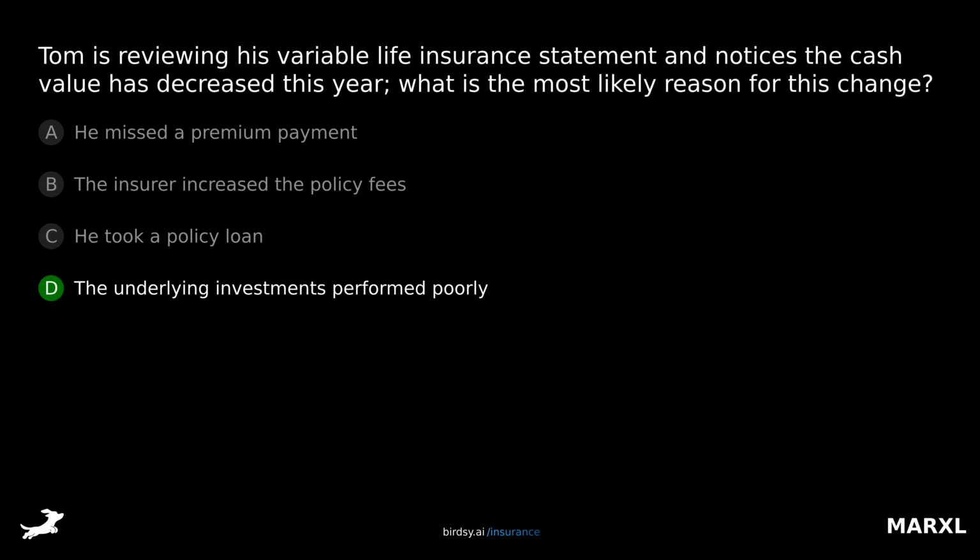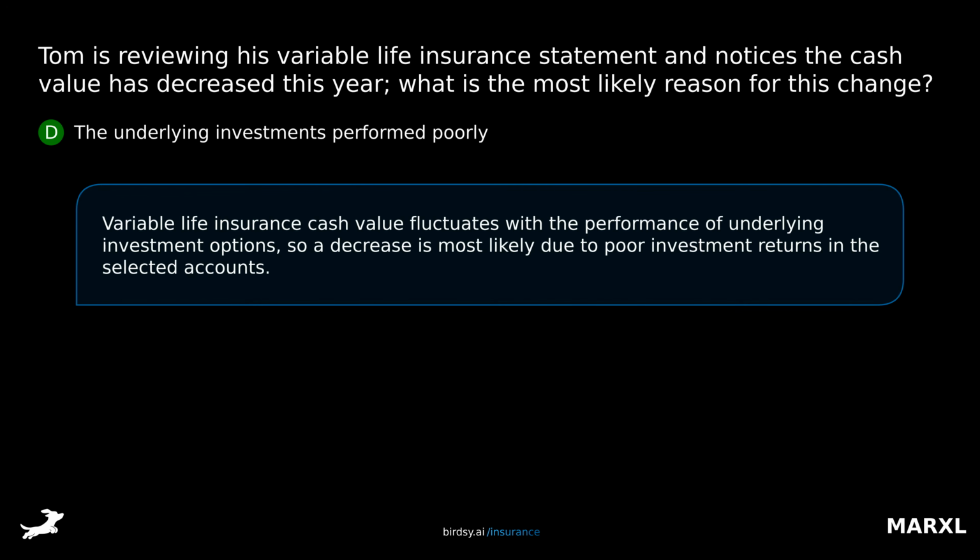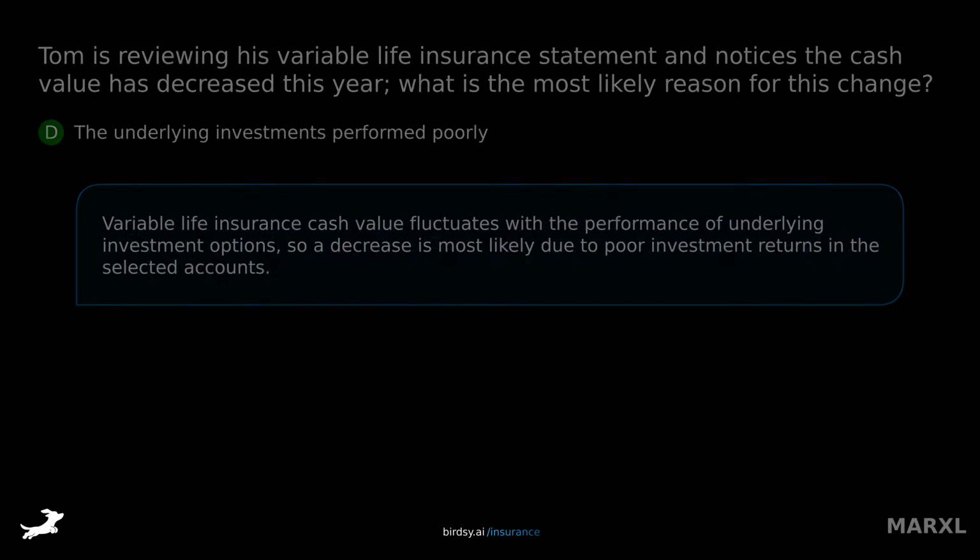The correct answer is D, the underlying investments performed poorly. Variable life insurance cash value fluctuates with the performance of underlying investment options, so a decrease is most likely due to poor investment returns in the selected accounts.